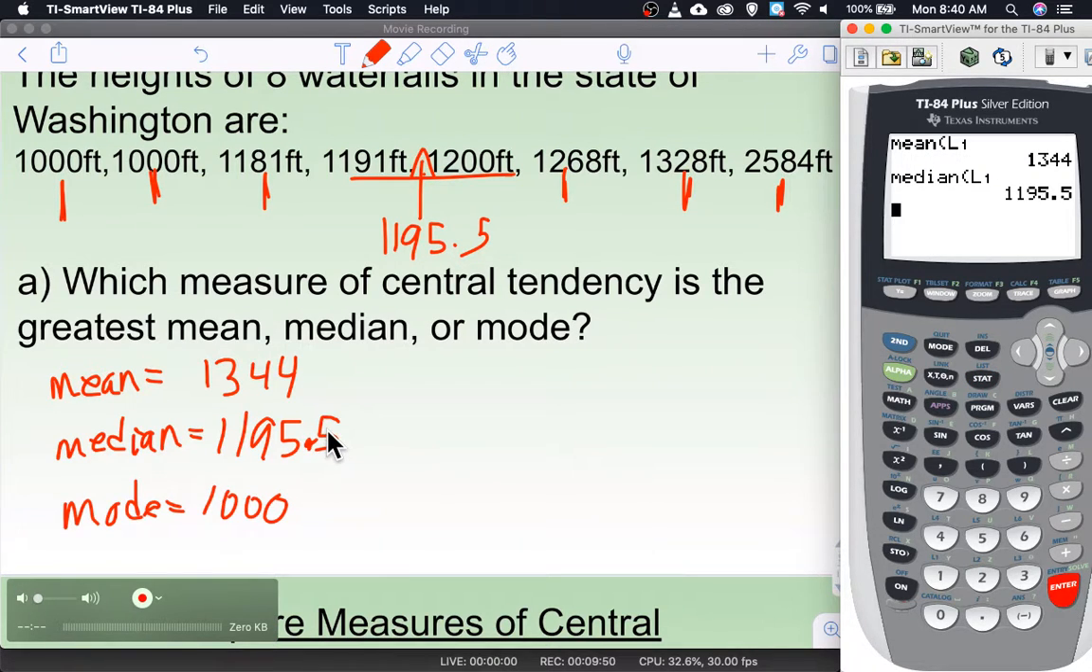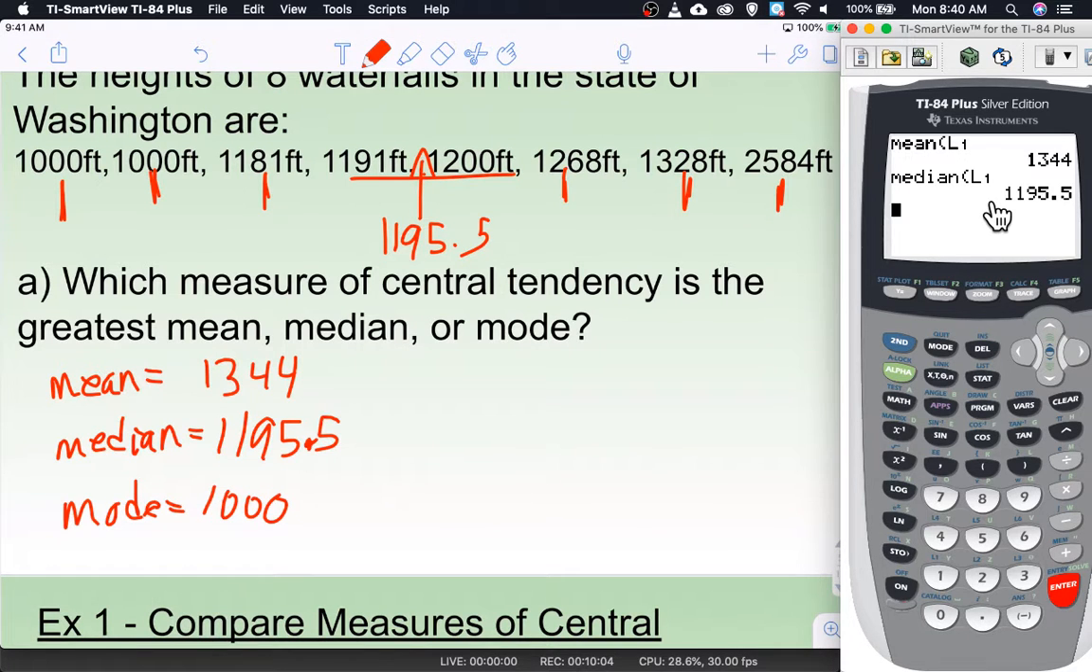Okay, so you can use the calculator. You can do it by hand. I don't know if the calculator is any quicker than doing it by hand. Potentially if these numbers were not in order, if these numbers were all mixed up and the first thing you had to do was put them in order, then maybe this is the quicker way.